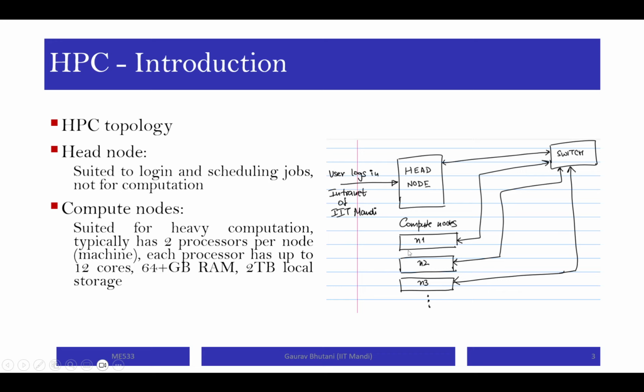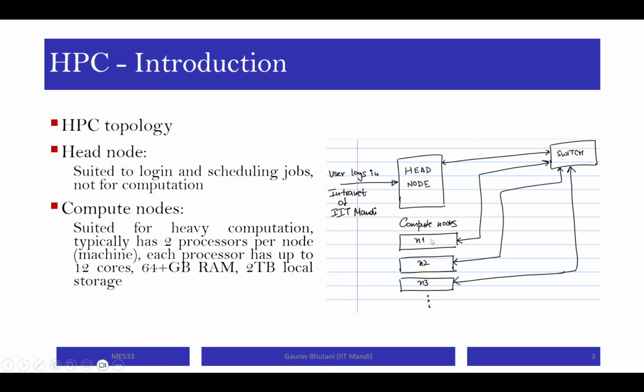I think 160 plus compute nodes is what we have. So the numbering at IIT Mandi looks like N1, N2 all the way to N100, N150 and 160. So this is how you address compute nodes. Your compute job was sent to N31, for example. Right, so this is what the topology looks like.